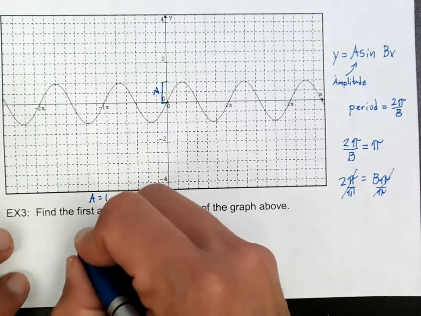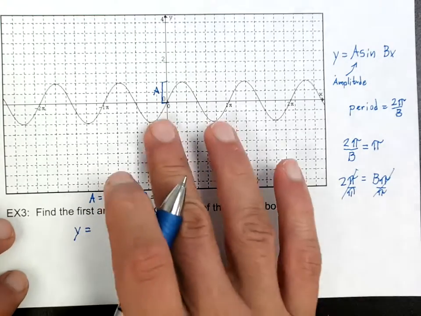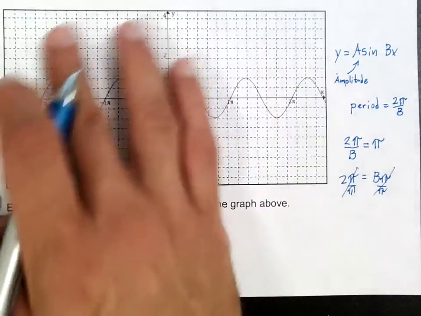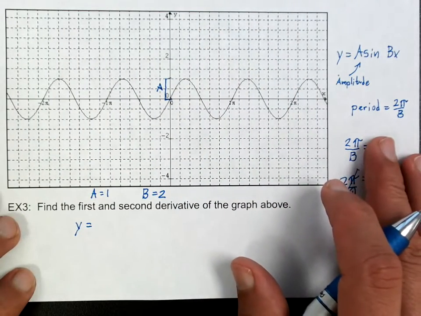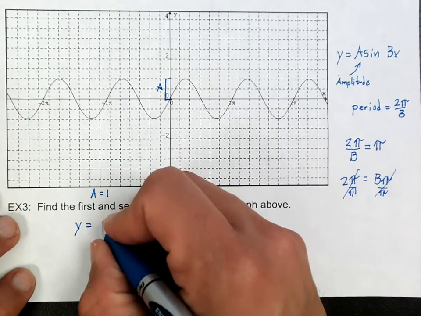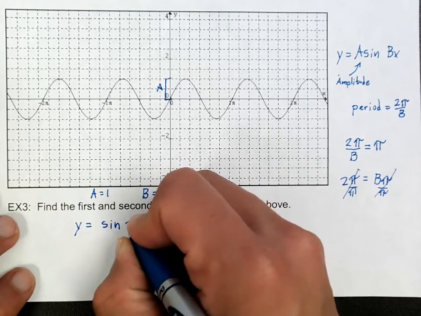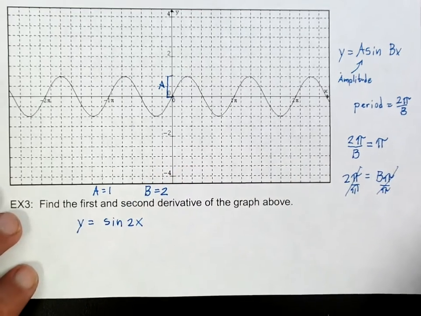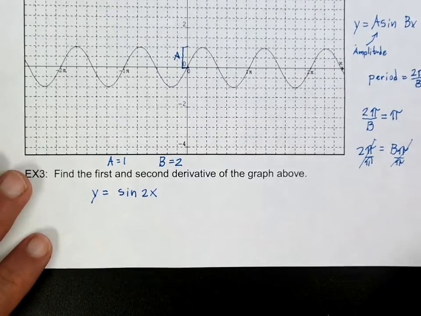Alright, I'm going to write the original. This is the graph of this original function that I have here. So y is equal to, a is 1, so I'm not even going to write that, sine of 2x. So that's what we came up with. All right, so that's just the function.